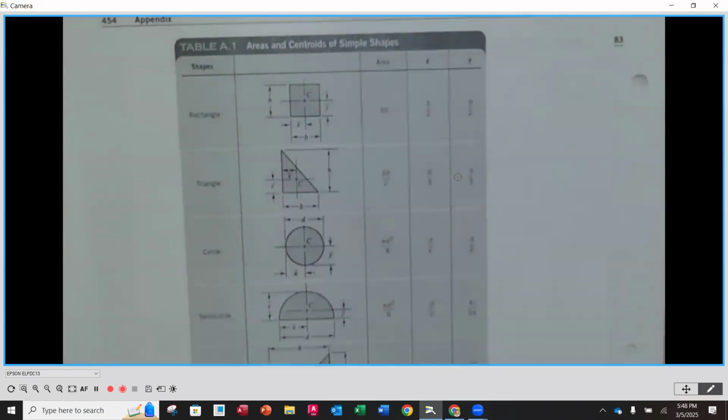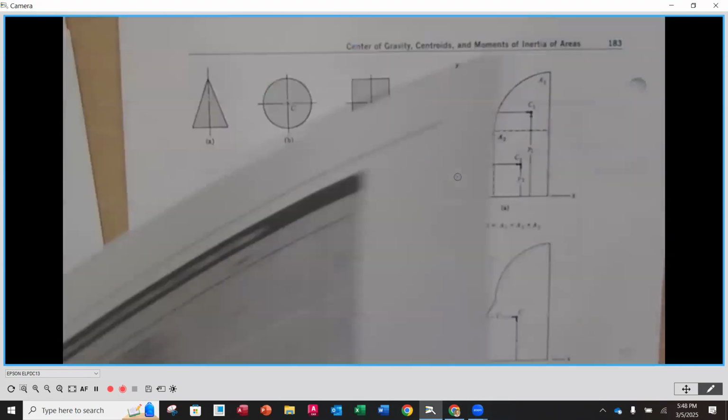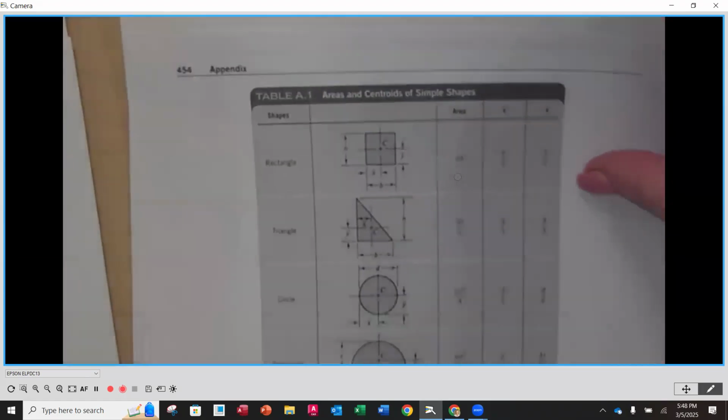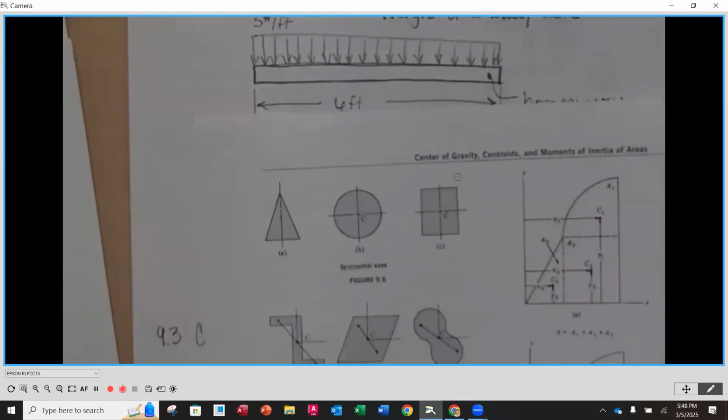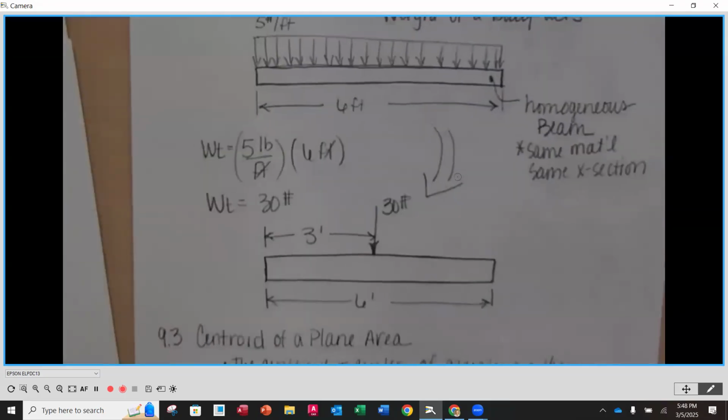It's going to be these top 3 for the simple shapes of the composites that we're going to be looking at. So in this chapter, our focus is to develop a process that you can go through in order to find not the centroids of simple shapes, because that's easy peasy. We want to look at composites.